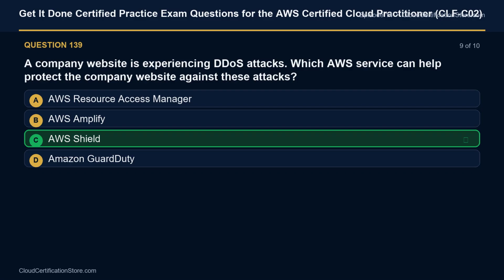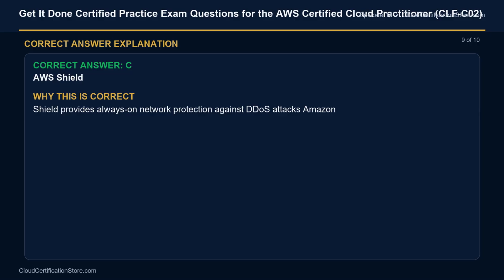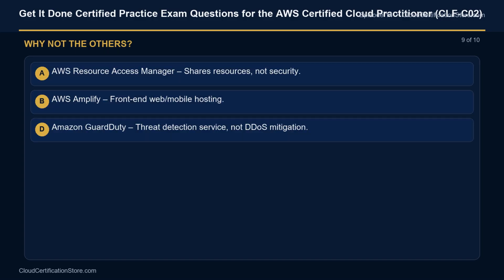The correct answer is C, AWS Shield. Explanation: Shield provides always-on network protection against DDoS attacks. Why not option A? AWS Resource Access Manager shares resources, not security. Why not option B? AWS Amplify is front-end web and mobile hosting. Why not option D? Amazon GuardDuty is a threat detection service, not DDoS mitigation.